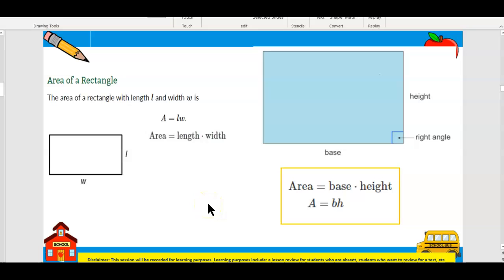So base and height. Gone with the width and the length, we're going up a whole other level. We're going to level up to base and height.